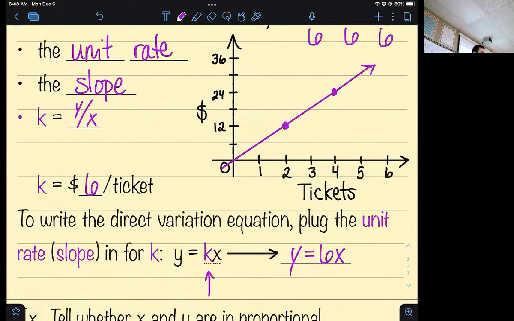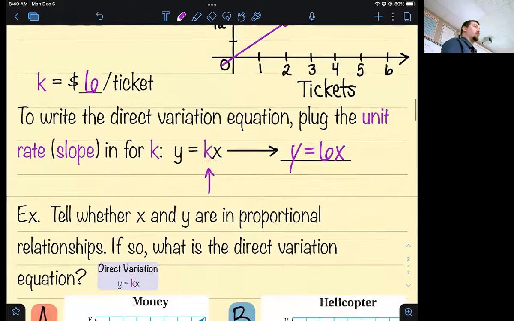What if I bought 5 tickets? What's 5 times 6? 30. So Y would be 30. Does that make sense? If I want to know what my cost is, take the number of tickets and times by 6. If you want to know how many tickets you bought, let's say you spent $240, then divide it by 6. That's how many tickets you bought, right? The equation works both ways. That's really the only new thing we're going to do today: write the equation after we find out what that k value is.